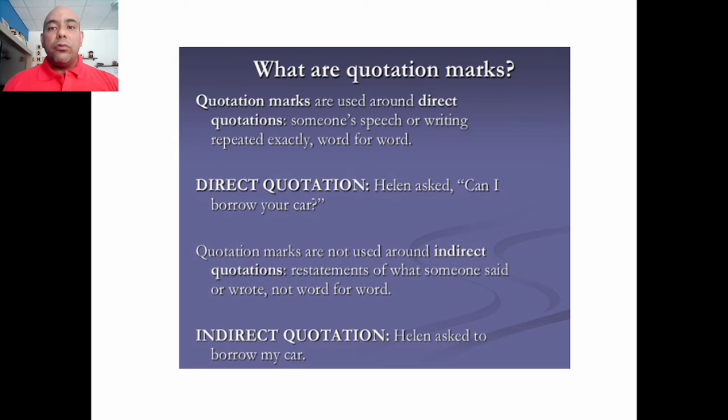Then, what are quotation marks? Well guys, quotation marks are used around direct quotations: someone's speech or writing, repeated exactly word by word. Direct quotation. Helen asks, "Can I borrow your car?" Quotation marks are not used around indirect quotations, which are restatements of what someone said or wrote, not word for word.